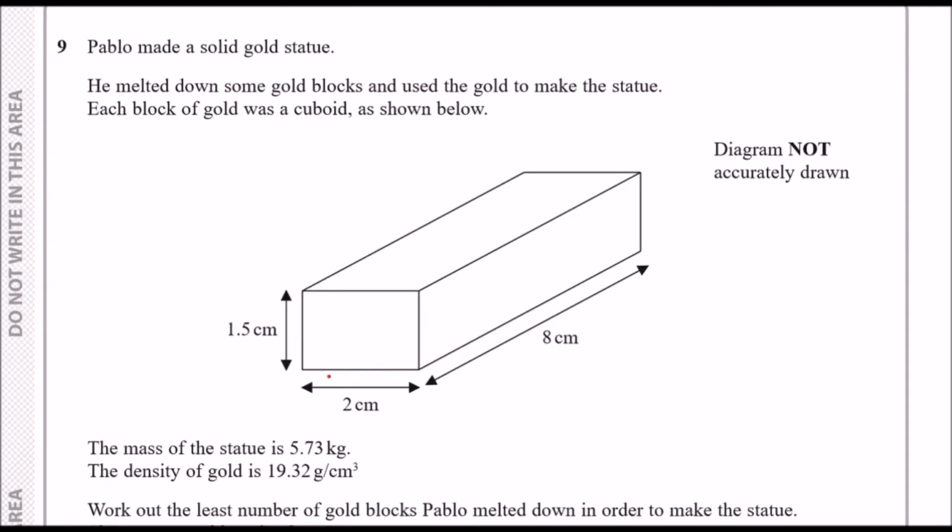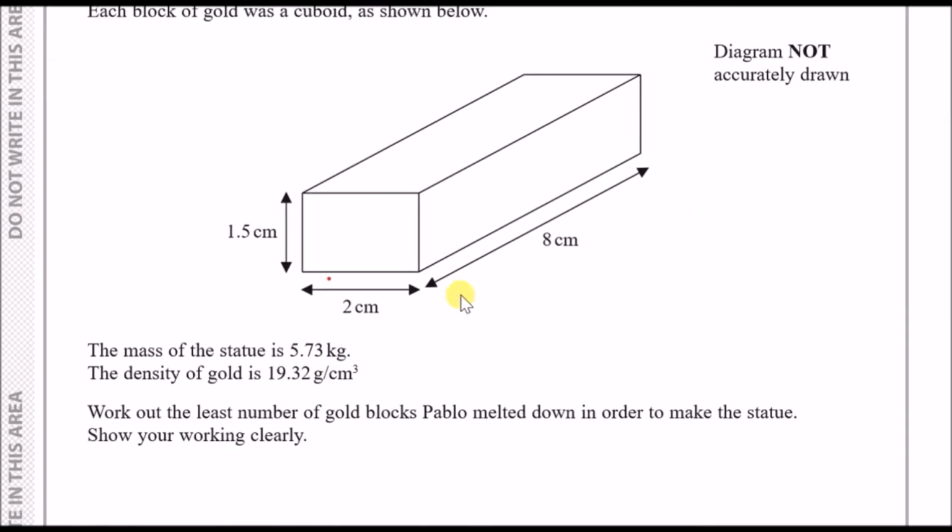Alright, number 9. Pablo made a solid gold statue. He melted down some gold blocks and used the gold to make the statue. Now each block of gold was a cuboid as shown below. Now the mass of the statue itself, made from these gold blocks, is 5.73 kg, but the density of the gold block above is 19.32 grams per centimeter cubed.